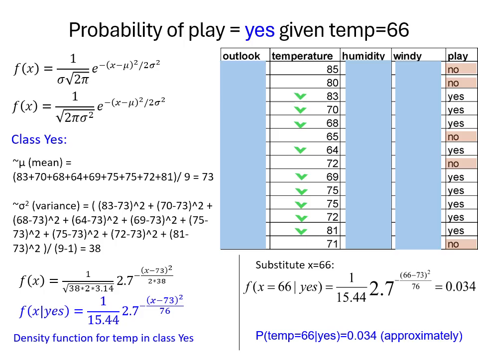Let's slightly modify the PDF formula and take this sigma in the denominator and put it inside the square root. If we do that, then we would need only to compute the mean, which is mu, and the sigma square, which is a variance. We do that based on a sample, while we take only the values inside class yes. So inside class yes, the mean of temperatures is 73, and the standard deviation is 6.2.